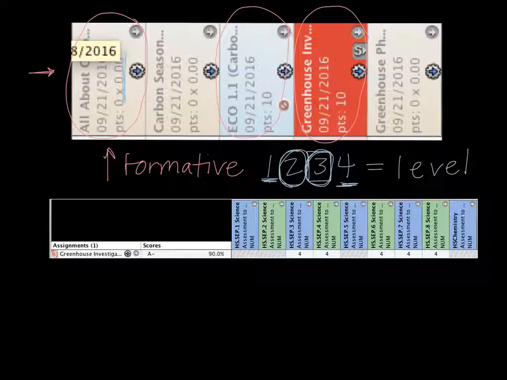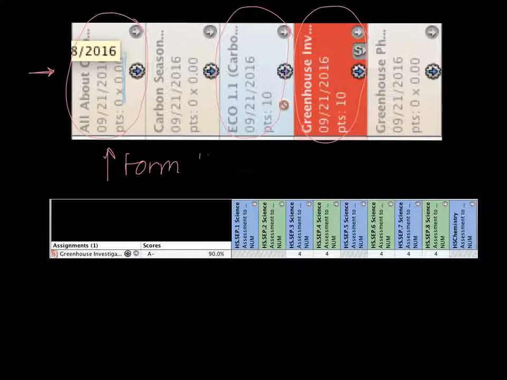The other two colors, the blue and the red, represent things that are graded, so the scores that actually go into the gradebook.